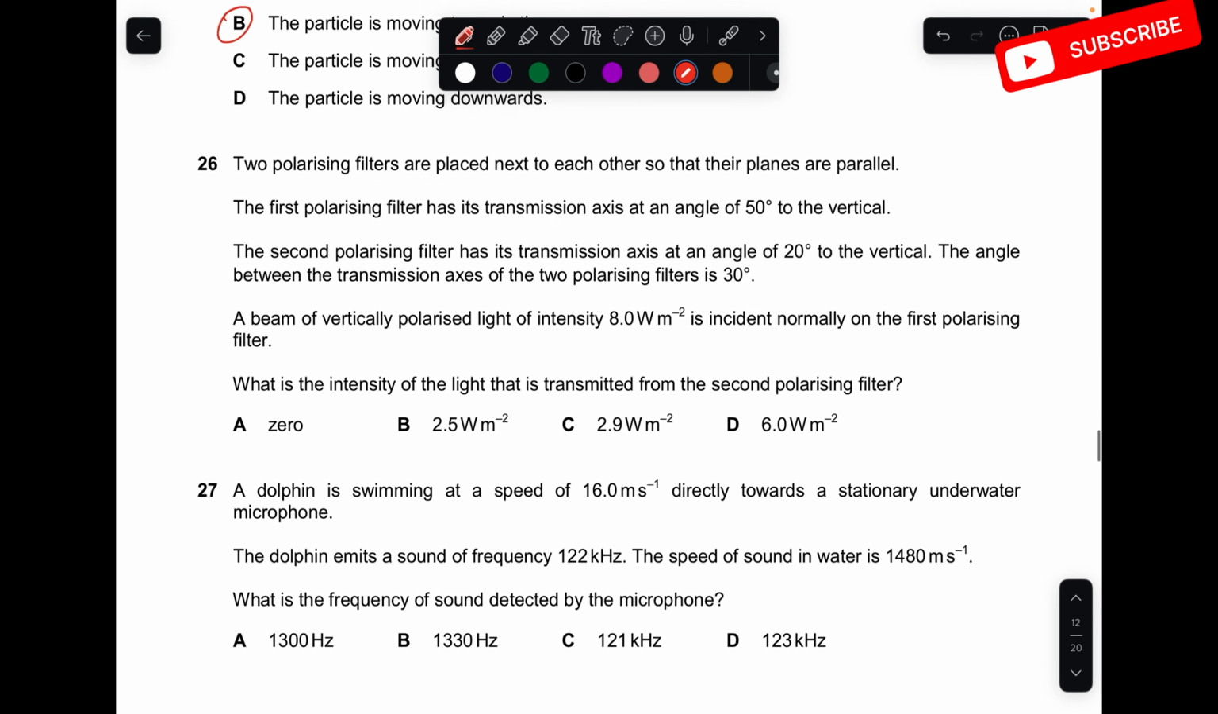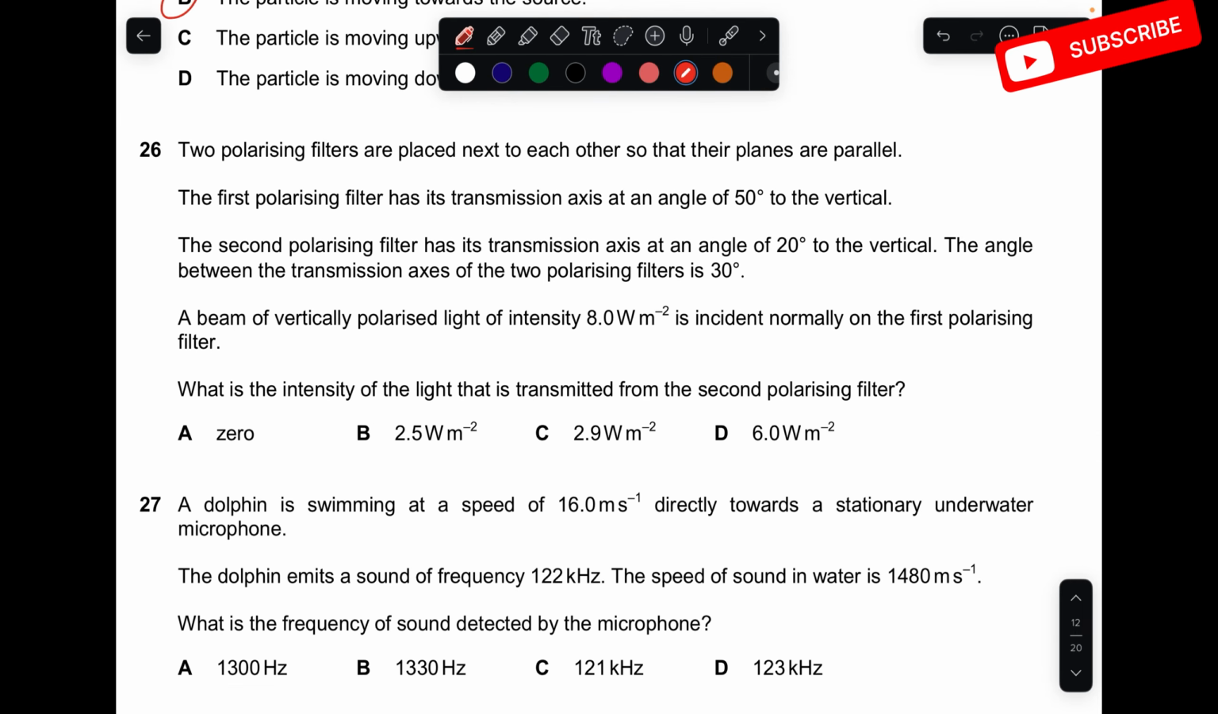In question 26, two polarizing filters are placed next to each other so that their planes are parallel. The first polarizing filter has its transmission axis at 50 degrees to the vertical. The second polarizing filter has its transmission axis at 20 degrees to the vertical. The angle between the axes of the two is 30. The beam is vertically polarized.